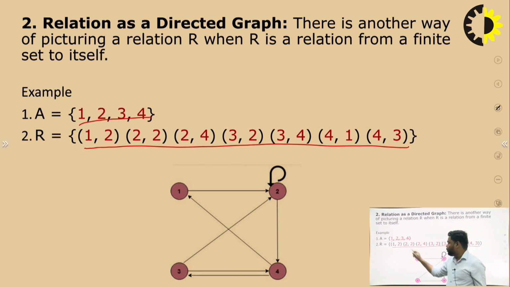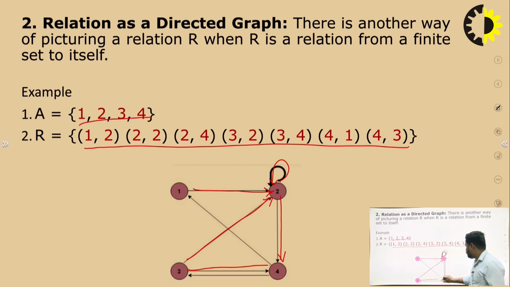The relation has 1 to 2. Then 2 to 2, which means it will be a self loop. Then 2 to 4, 3 to 2, 3 to 4, 4 to 1, and 4 to 3. This is the directed graph. It is easy, there is no confusion about it. Given a relation, you can make it as a directed graph.